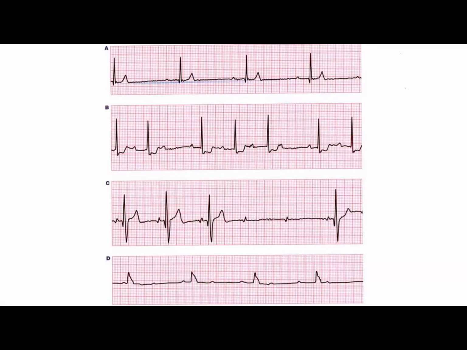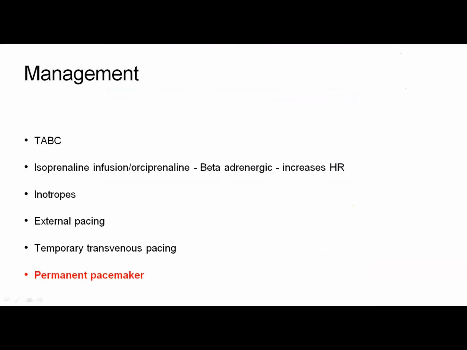So how do you manage this baby? What is the permanent management plan? Pacemaker. So we initially try for temporary transvenous pacing, and then after stabilizing the child, we go for a permanent pacemaker.